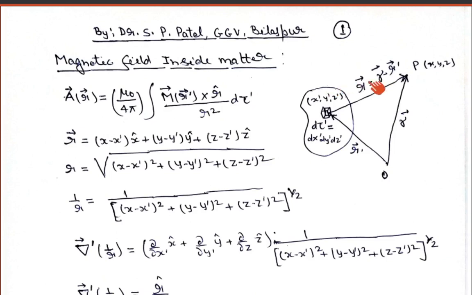What we'll do now is find this vector potential, and if we take the curl of this vector potential, that will directly give the magnetic field at point P. So that is what I am going to do in this lecture.